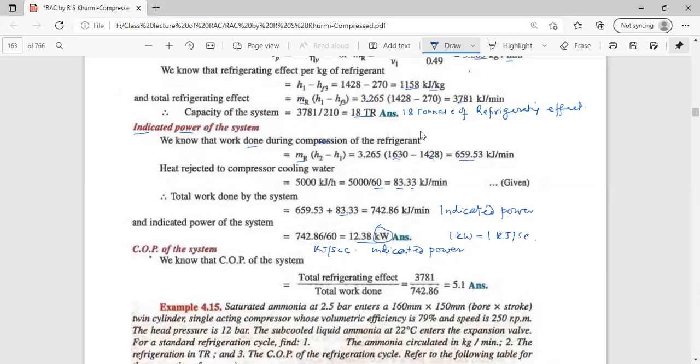So the COP of the refrigerator now becomes the total refrigerating effect, which we have calculated here, is the refrigerating effect per kg of the refrigerant, and the total refrigerating effect is 37.81 that is put here, and total work done is given by 472.86. So if we divide the total refrigerating effect by total work done, we'll get the COP, which is equal to 5.11. Now let us go through the next problem.